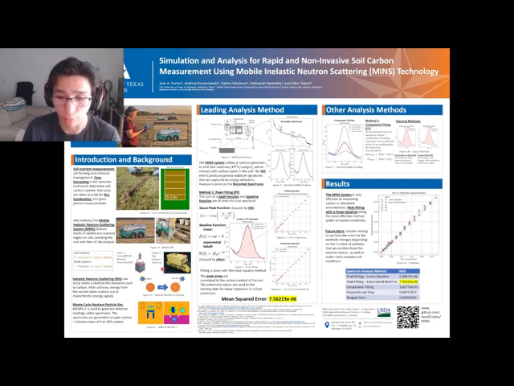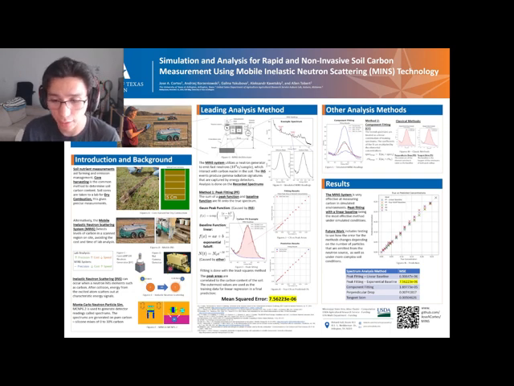A single neutron with 14 MeV of energy travels from the neutron generator, then collides with a carbon atom, exciting it and causing the scattering of a gamma ray at a characteristic 4.44 MeV. The gamma detector records the energy.